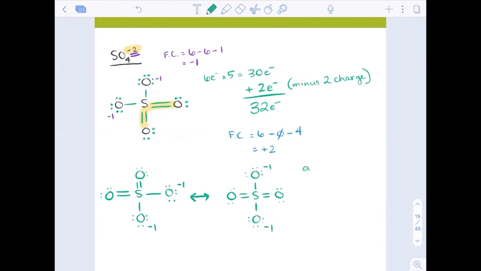These are all equal resonance structures because every one of them has 2 oxygens double bonded to the sulfur and 2 oxygens with -1 charges. So there's nothing different about them. So we'll call them all equal, and even you can draw more, right? There's going to be multiple different variations of this one.